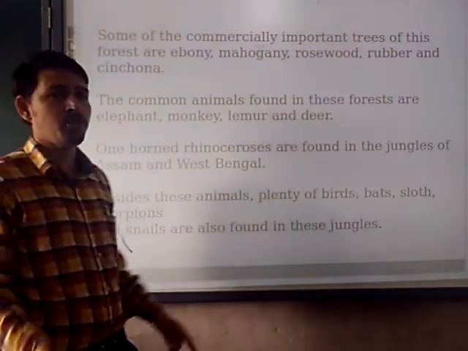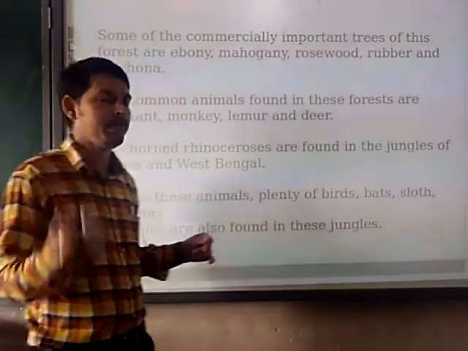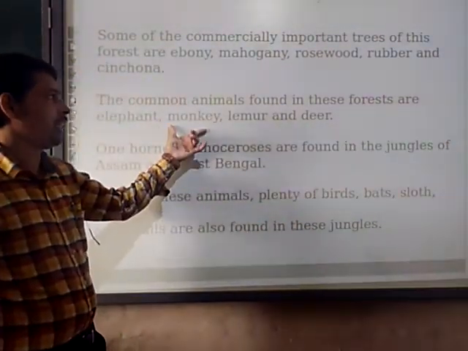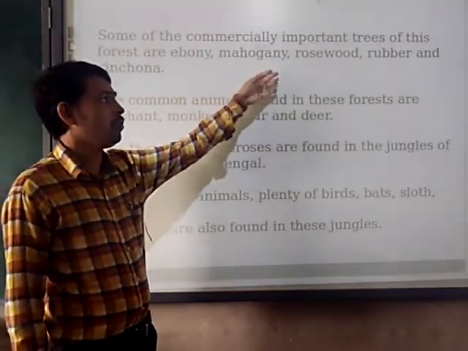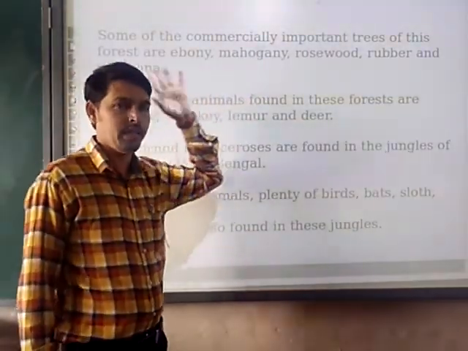I was talking about preparing a table. In the table, if it is asking about wildlife, you can collect it from here. If it is asking for vegetation, you can write the names of the trees: ebony, mahogany, rosewood.